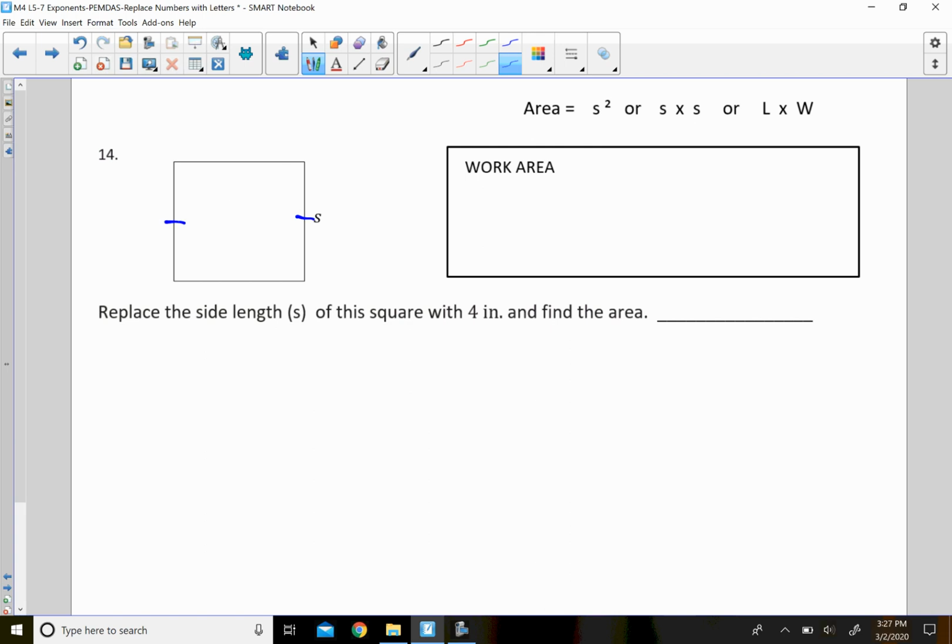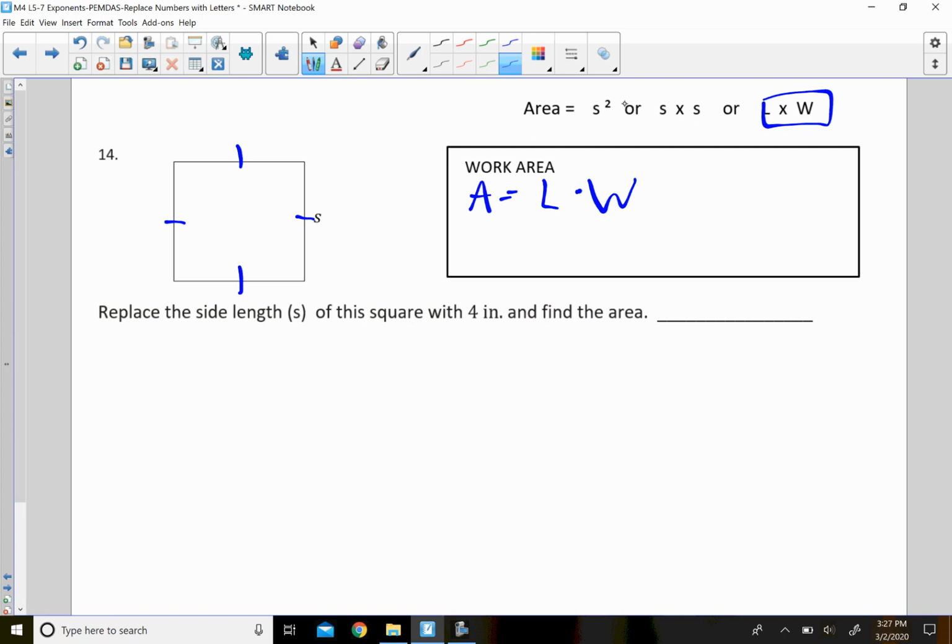I'll put another tick mark. But with a square, I want to show that this side is also the same, so I put another tick mark, and that one is also the same. So all four sides have the same marking, so it's a square because all four sides are the same. So a square is a rectangle, so I can use the area equals length times width.